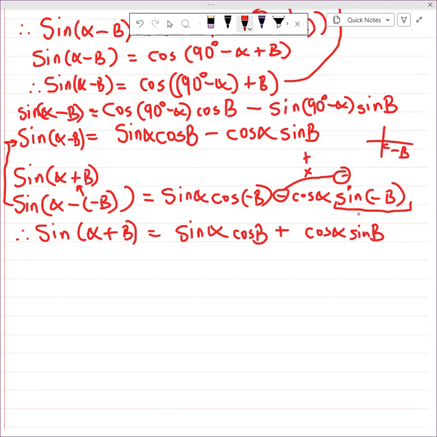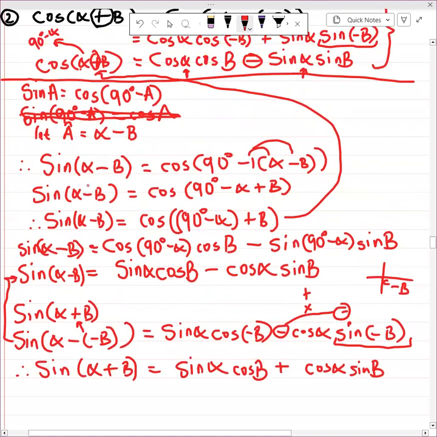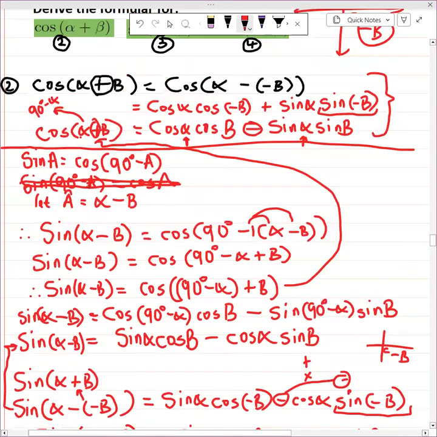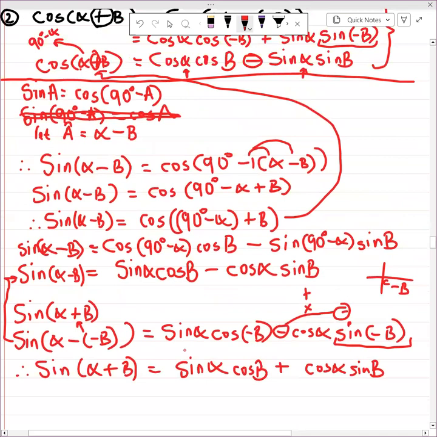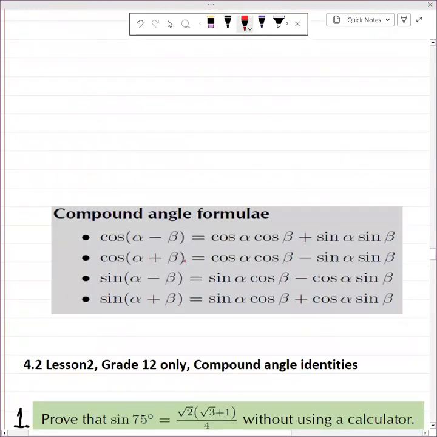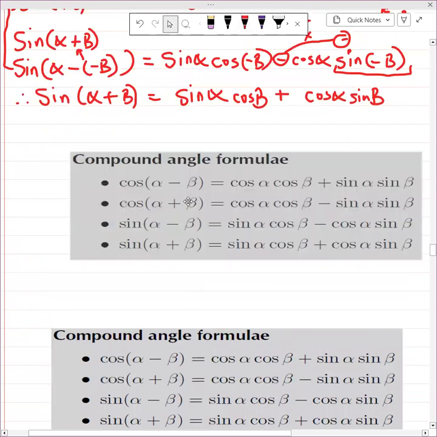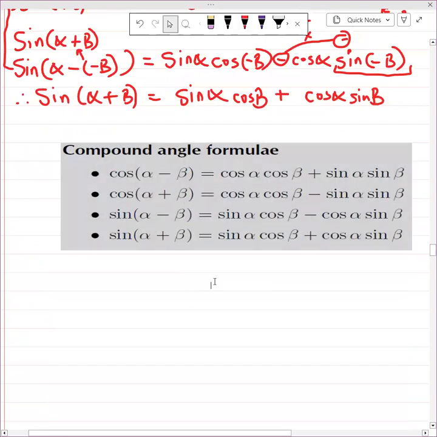And that is the last compound angle identity. And then below here I have, so all these three are all examinable. You must know how to prove them the way I've proved it. If you don't get this, please repeat the video over and over and over again until you get it. Okay, and then now this is the summary basically of your compound angle identities. Let me bring them a little bit up.